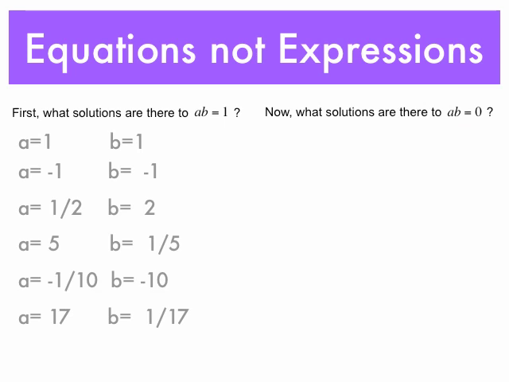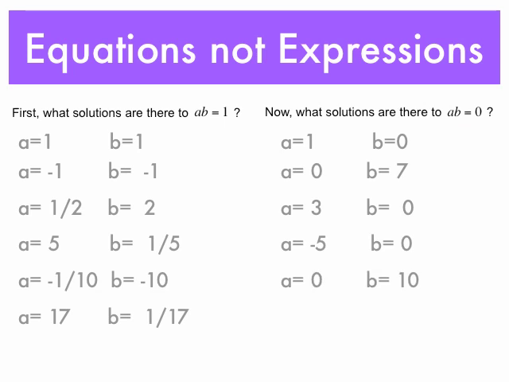On the other hand, what solutions are there to a times b equals 0? Well, you could let a equal 1 and b equal 0. That'll work. What else? Well, you could let a be anything and b be 0. Or if a is 0, b could be anything. A is 3, b is 0, a is -5, b is 0. If a is 0, b can be 10. Anything you want as long as one of them is 0.